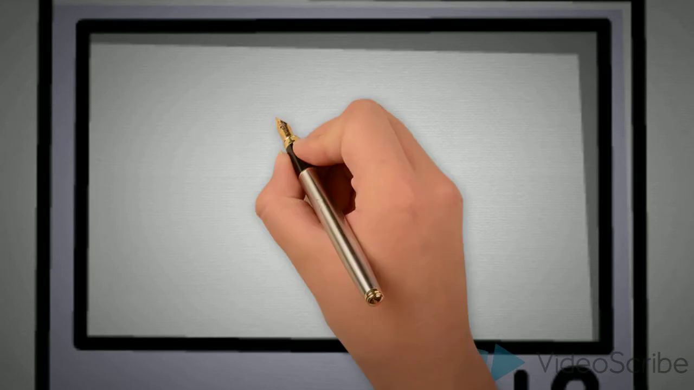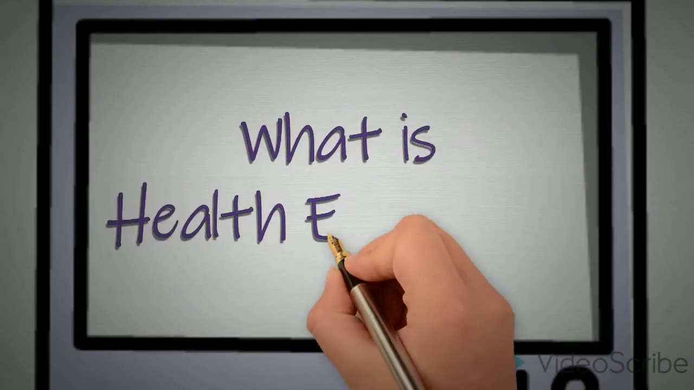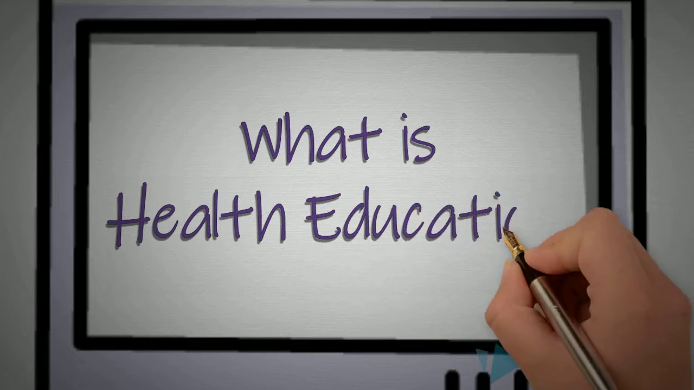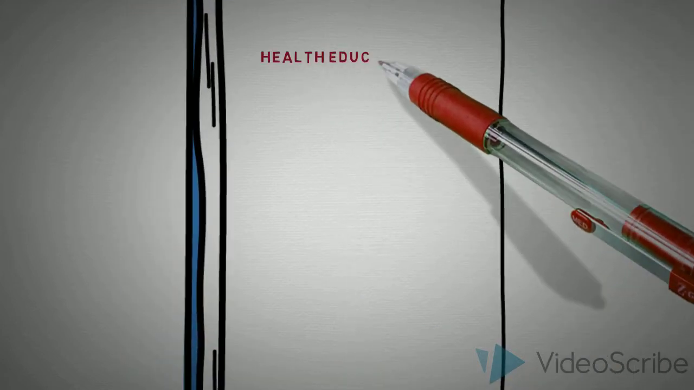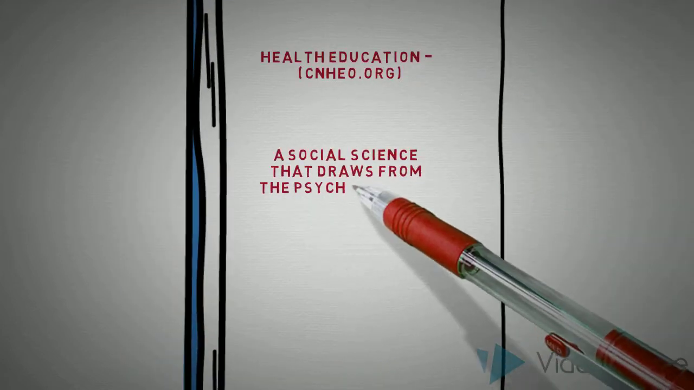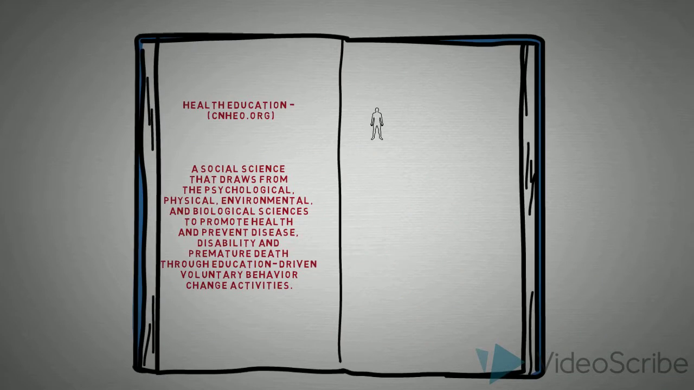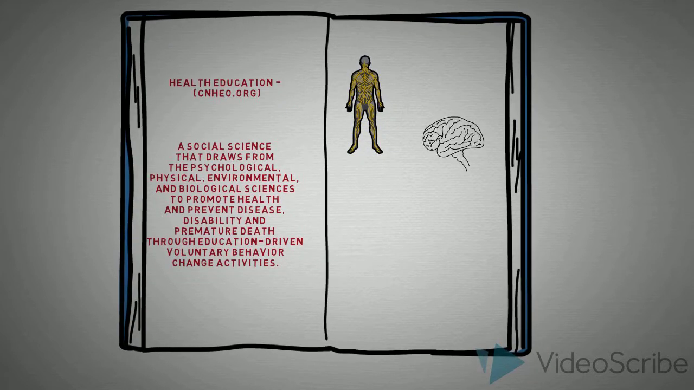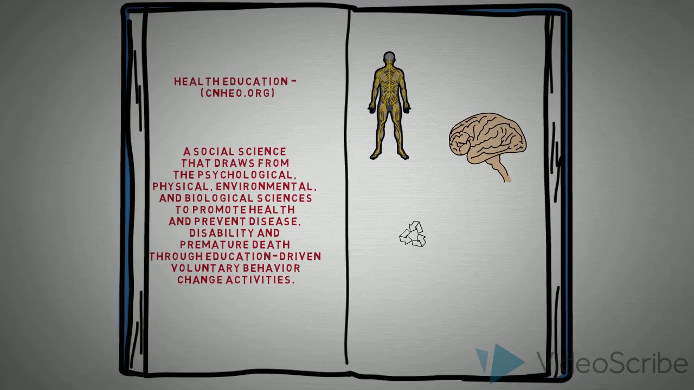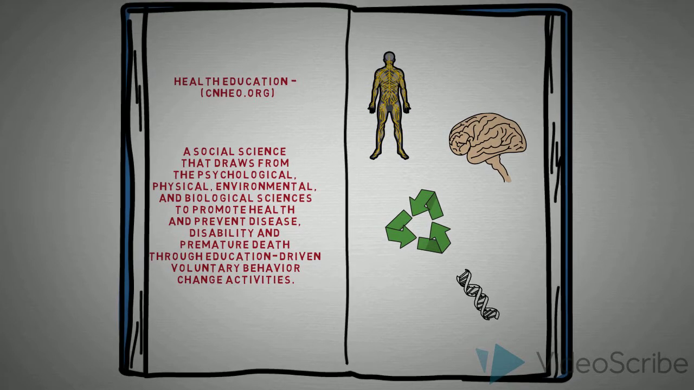Today we're going to be talking about health education and what it is to me. What is health education? According to the Coalition of National Health Education Organizations, the definition of health education is a social science that draws from the physiological, physical, environmental, and biological sciences to promote health, prevent disease, disability, and premature death through education-driven voluntary behavior change activities.